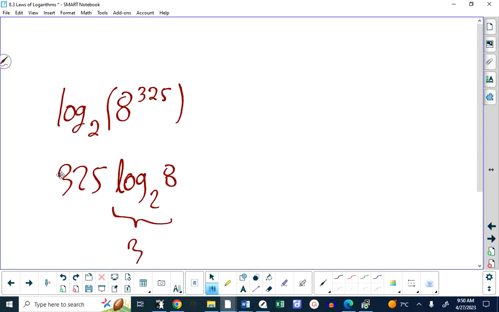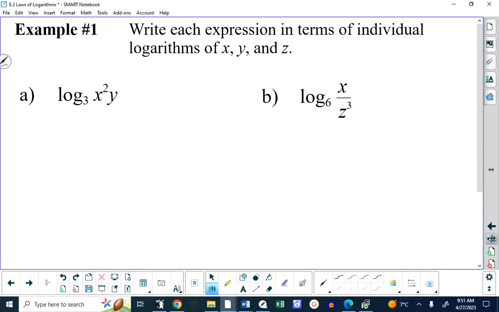So good numerical response question. What's it equal to? 975, because 325 times 3 gives you 975, I think. Yeah. So those are the 3 rules. And what we're going to be spending the class doing is going through a variety of different things that you need to know how to do.